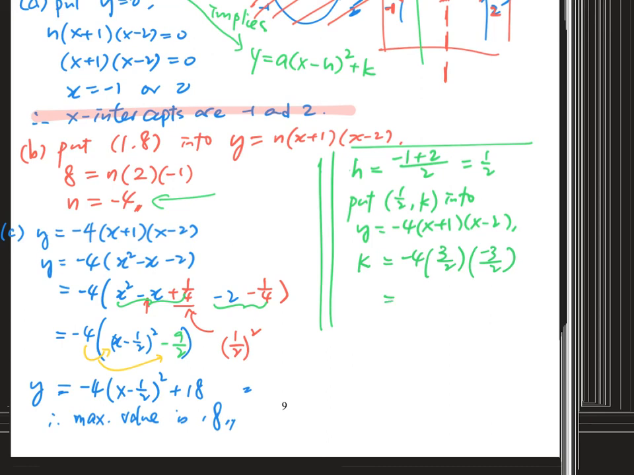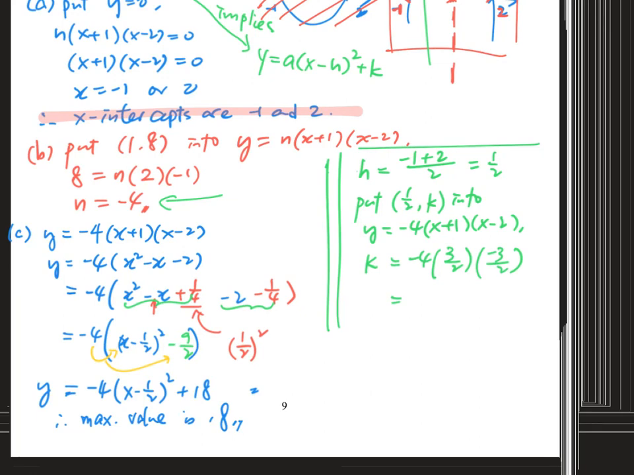So by using the calculator, oops, I've got k is 9 here, so there should be a mistake I made in one part. Let's verify it together. Okay, I found my mistake, sorry. It's not 1 over 2 here, but it should be 4, sorry about it. So the value of k should be 9, the maximum value should be 9 as well.